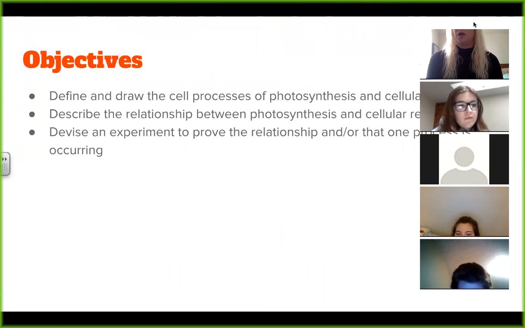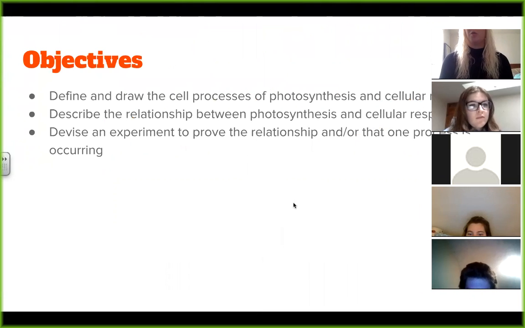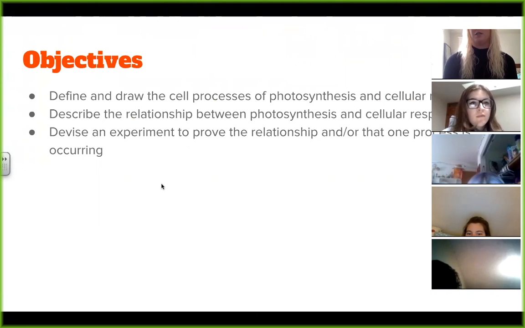So today what we're going to do is define and draw the cell processes of photosynthesis. That's right, no virtual session next Friday because there's no school. We will describe the relationship between photosynthesis and cellular respiration, and then the exit ticket today, which I will give you a little hint about, is to devise an experiment to prove the relationship and or that one of the processes is even occurring. So really thinking about, okay, we hear that photosynthesis exists. How can we prove that it's happening?